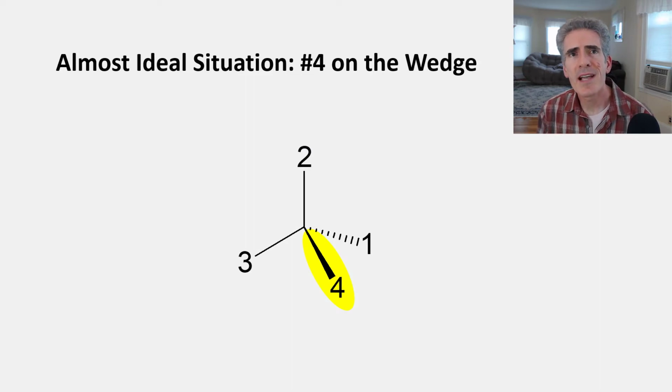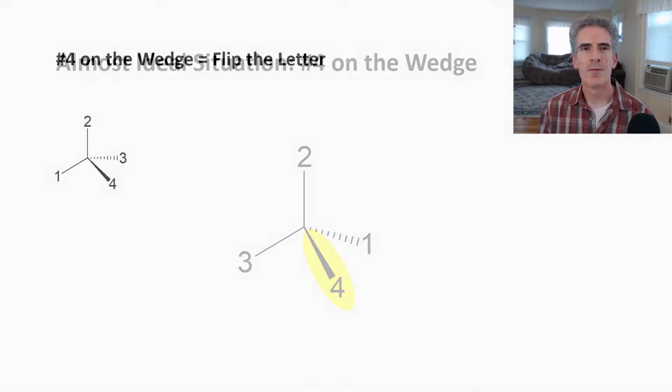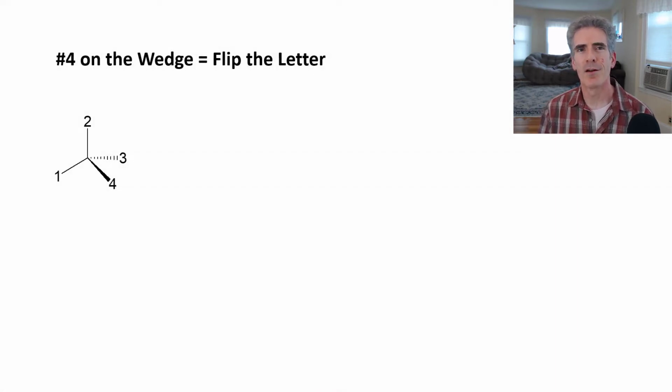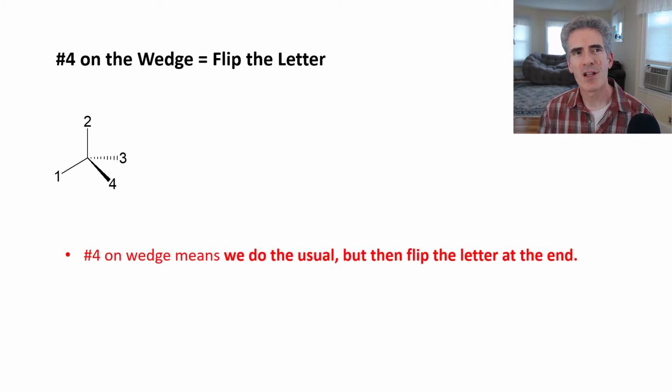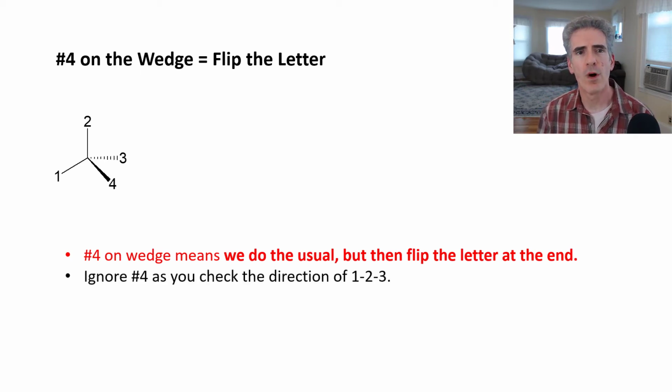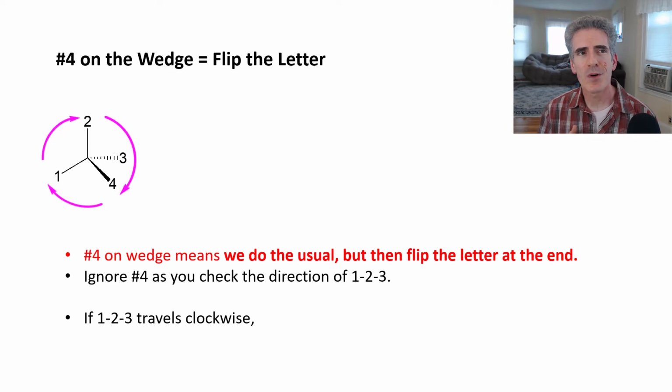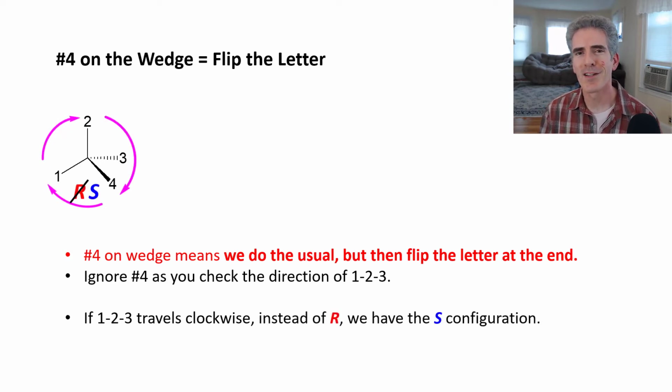All right, now the next scenario that we are going to look at is when number 4 is on the wedge. This one is pretty straightforward too. Pretty much all we have to do is flip the letter. If number 4 ends up on the solid wedge like this, do what we just learned how to do, but then flip the letter inside out at the very end. So here, we're looking at the traveling direction of 1, 2, and 3. In this one, it's going to the right. It's going clockwise. So we would normally think of that as letter R, but because it's on the wedge, we have to flip this into the letter S.